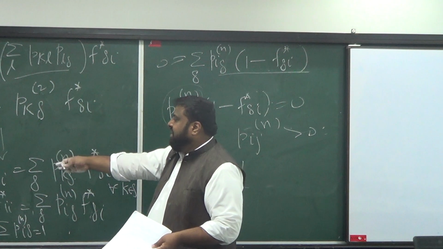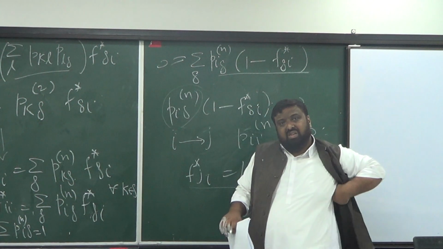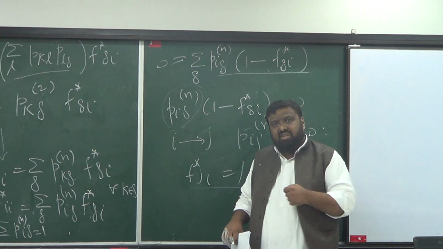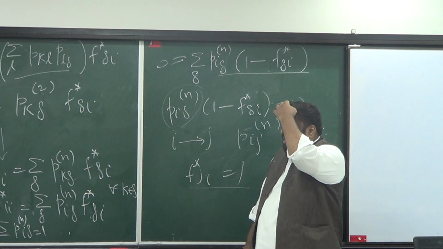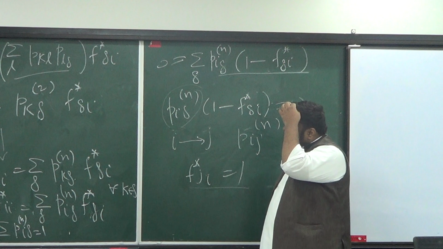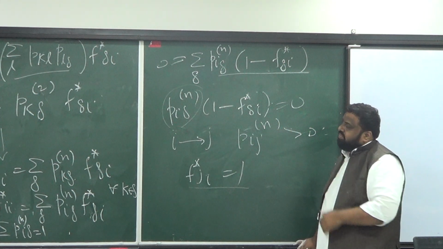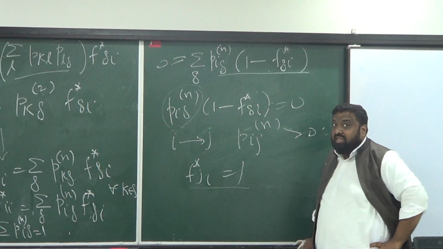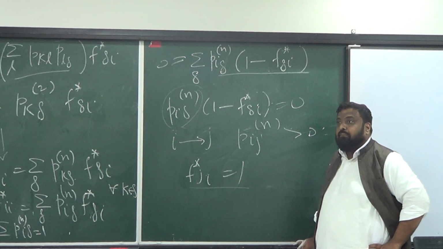Sir, because I leads to J, it's obvious. I'm sorry, I leads to J, we have assumed. So f star Ij must be 1. Yes, it's obvious. Okay, if I leads to J, can I say f star Ij must be 1? Have we seen any result like that? So there is. We proved it.